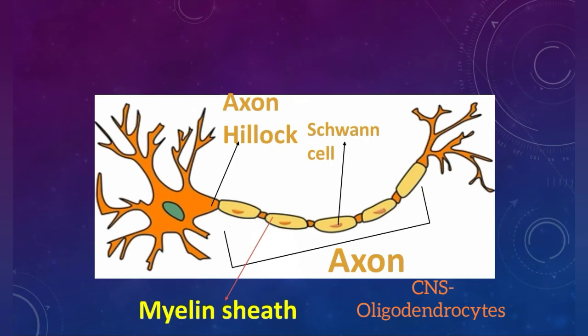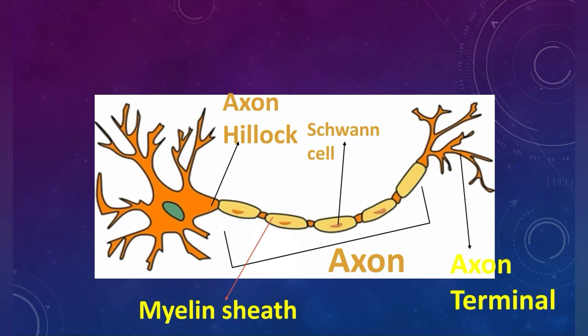The end of the axons are the axonal terminals or the axon terminals, which are basically part of a nerve cell that makes synaptic connections with another nerve cell or with an effector cell, basically a muscle cell or a gland cell.